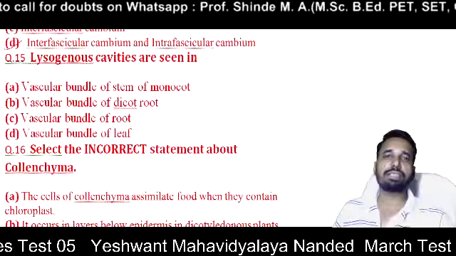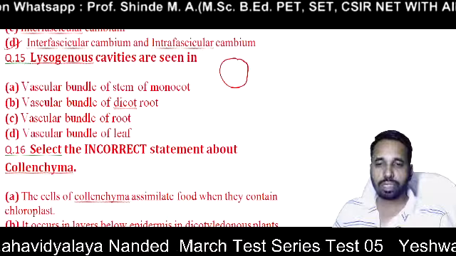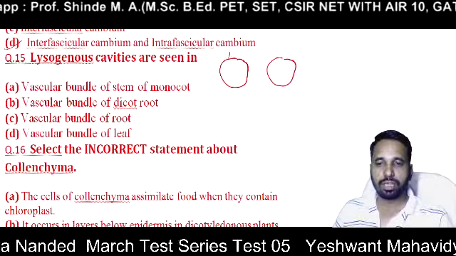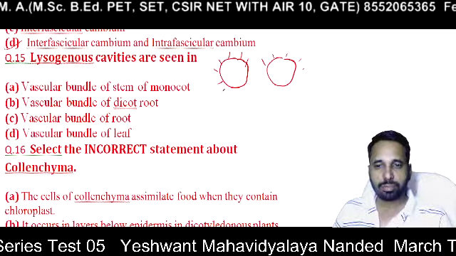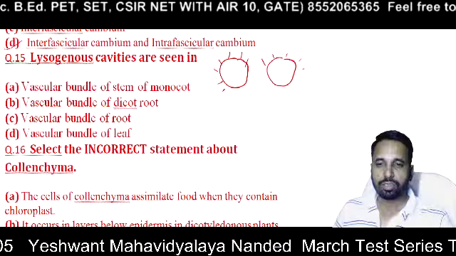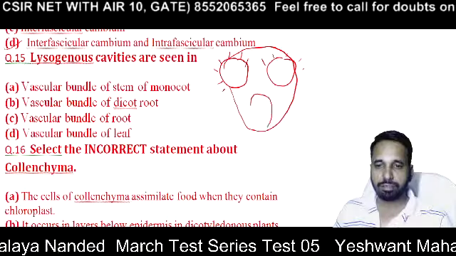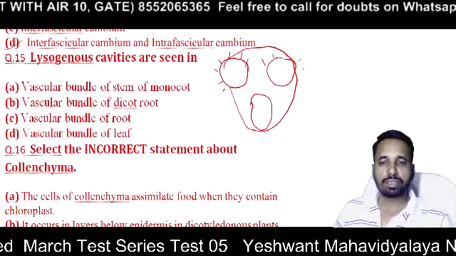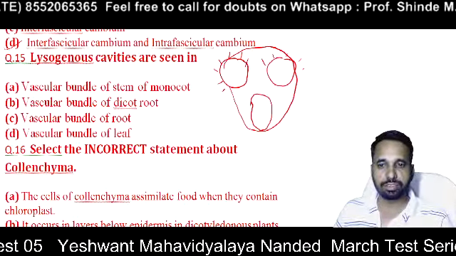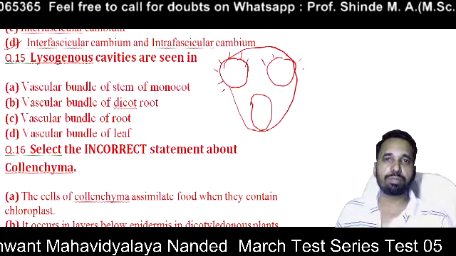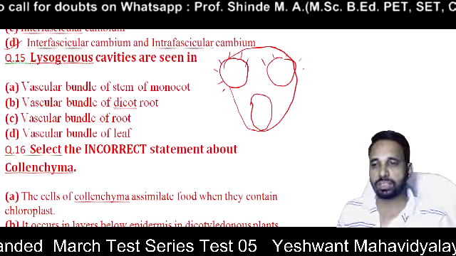Next one, lysogenous cavities are seen in. If you can recollect, we have drawn two xylem vessels, and around the xylem, cells like parenchyma. At the end, the diagram is like this, and here there is a cavity. You can recollect these things. This is a lysogenous cavity, which is formed due to dissolution of the cell walls of many cells. In fact, the cells here disintegrate afterward and the cavity formed is called a lysogenous cavity.